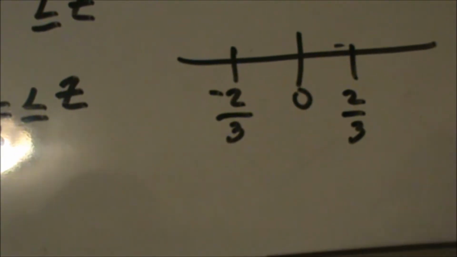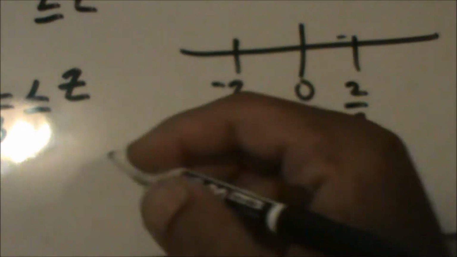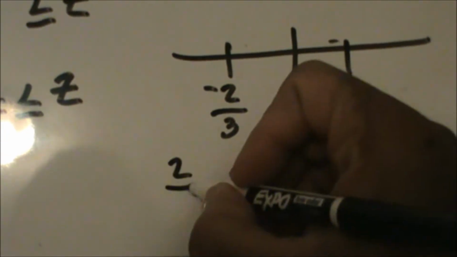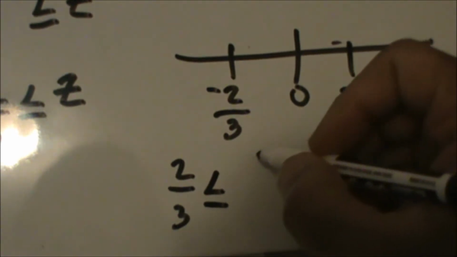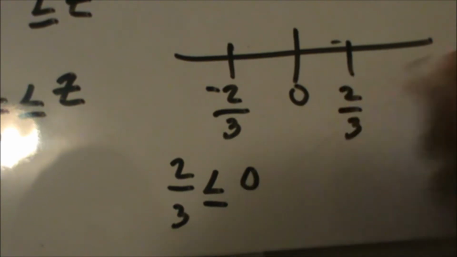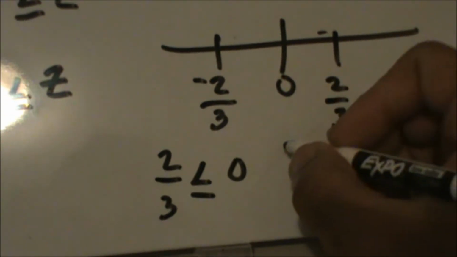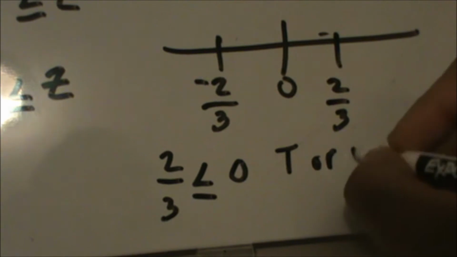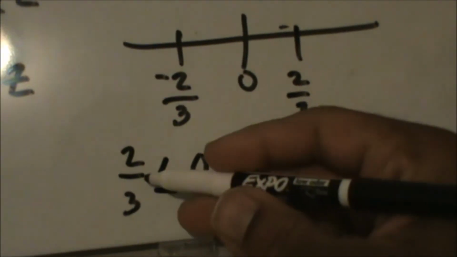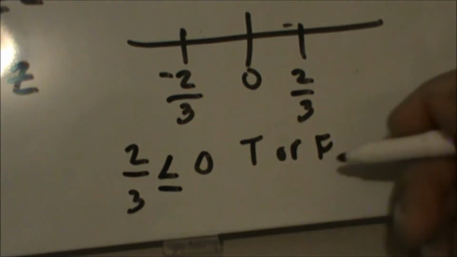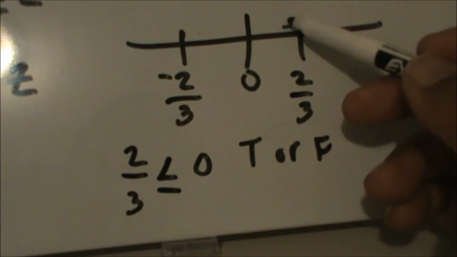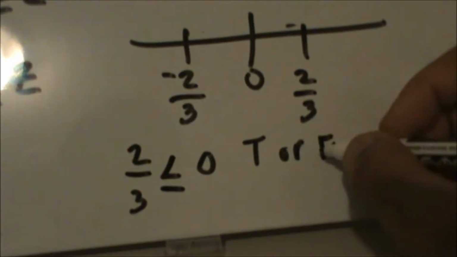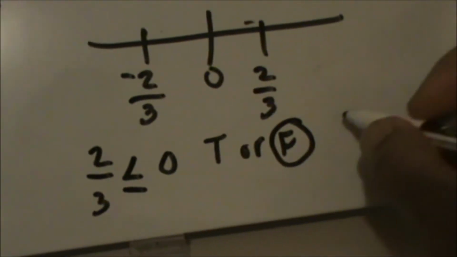All right, let's do the true and false again. 2/3, and pick any number on the number line to represent z. 2/3 less than or equal to 0. True or false? Is 2/3 less than 0? No, 2/3 is not less than 0. That means that all the numbers less than 0 going to the left are false.